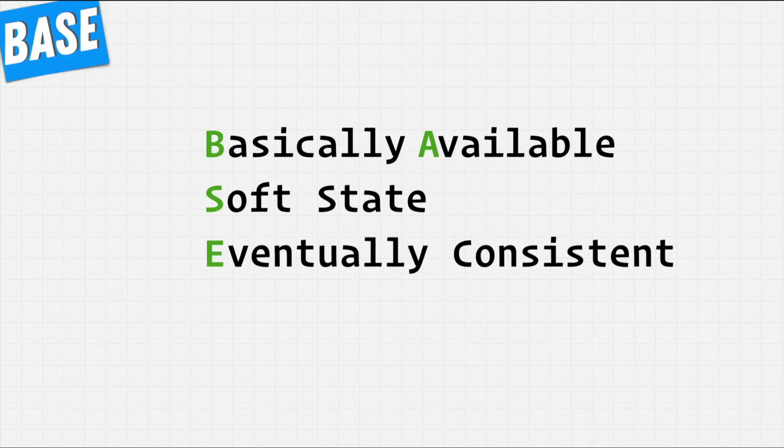Now, basically available means exactly what we learned about with availability when it came to CAP theorem. It just means that if you are getting a request to a database, you always return data regardless of whether or not it's fresh or stale. Soft state is a reflection of eventual consistency. It means that the state of your data is soft or in flux.